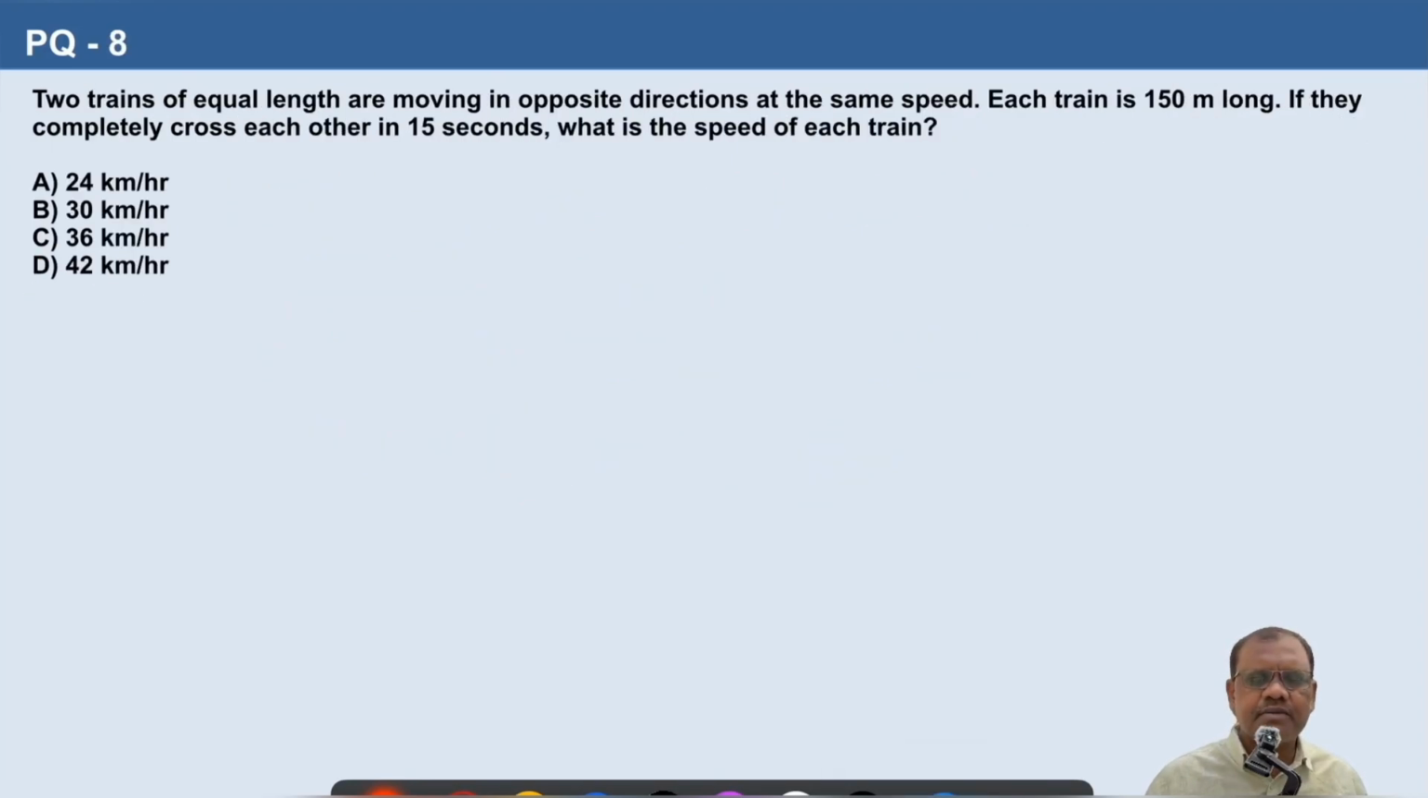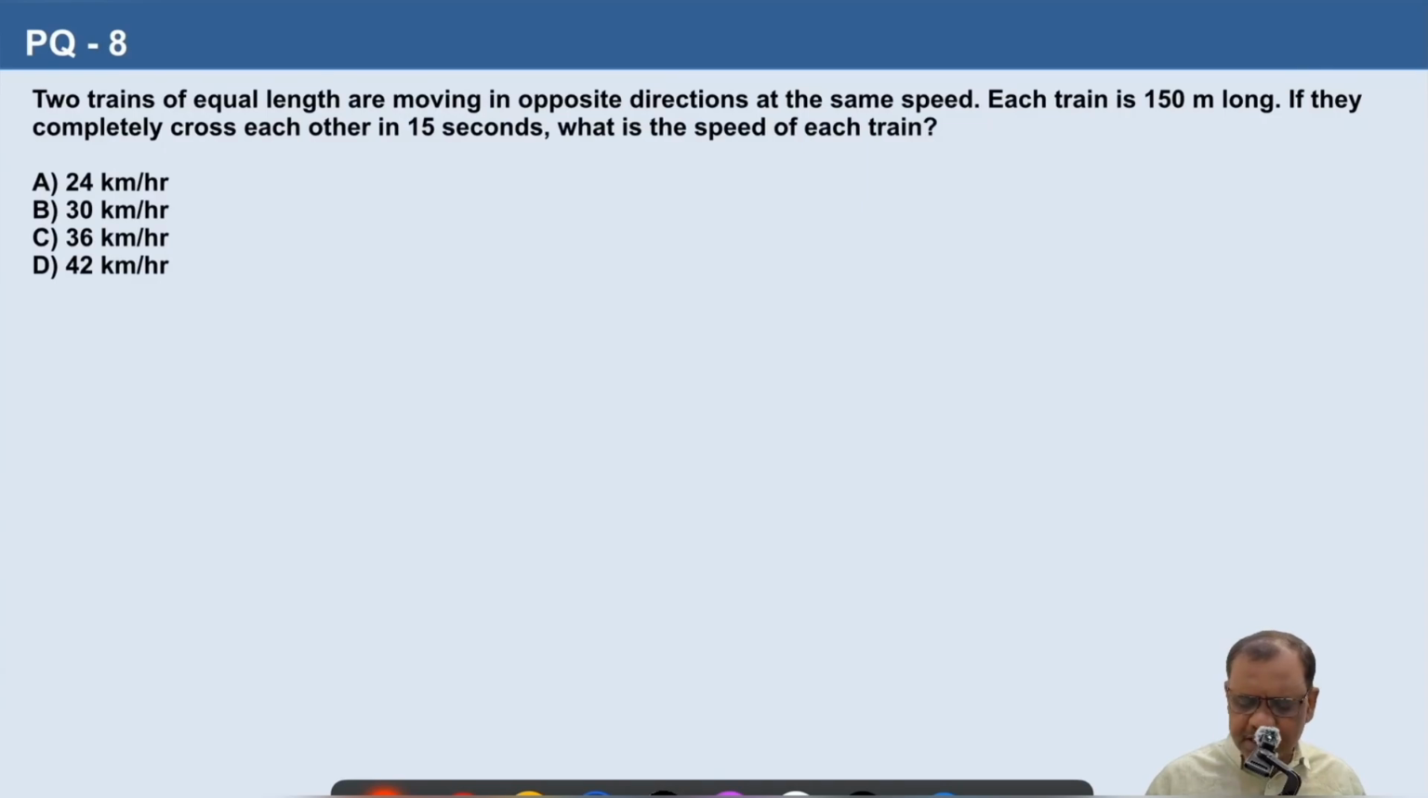Question number 8. Two trains of equal length are moving in opposite directions at the same speed. Each train is 150 meters long. If they completely cross each other in 15 seconds, what is the speed of each train? So the lengths are equal as well as the speeds are equal. Both the trains are 150 meters long.